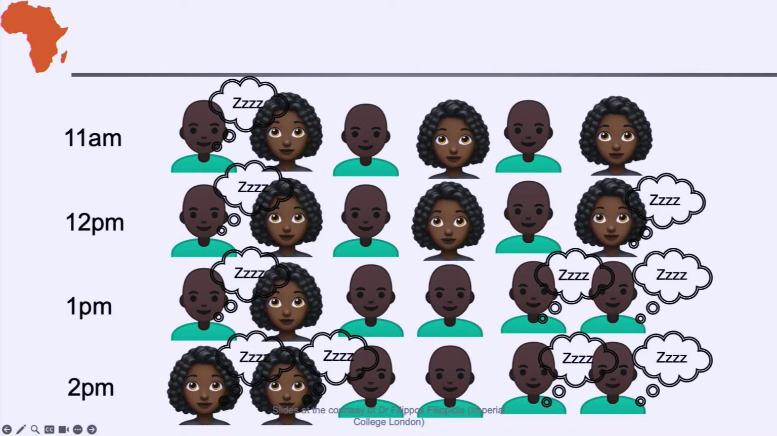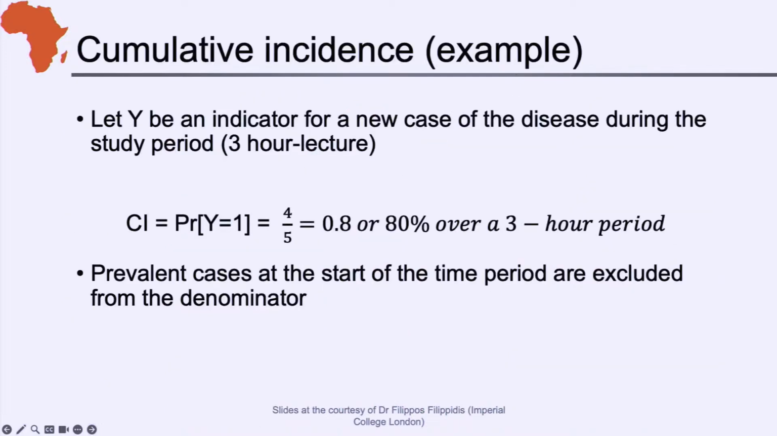Correct. 4 out of 5. Whoever said that is correct. 4 out of, no, but not quite. Over a 3-hour period. Okay? Because if we have a case at the beginning already, that is not part of our total population. We're only looking at the disease-free state.